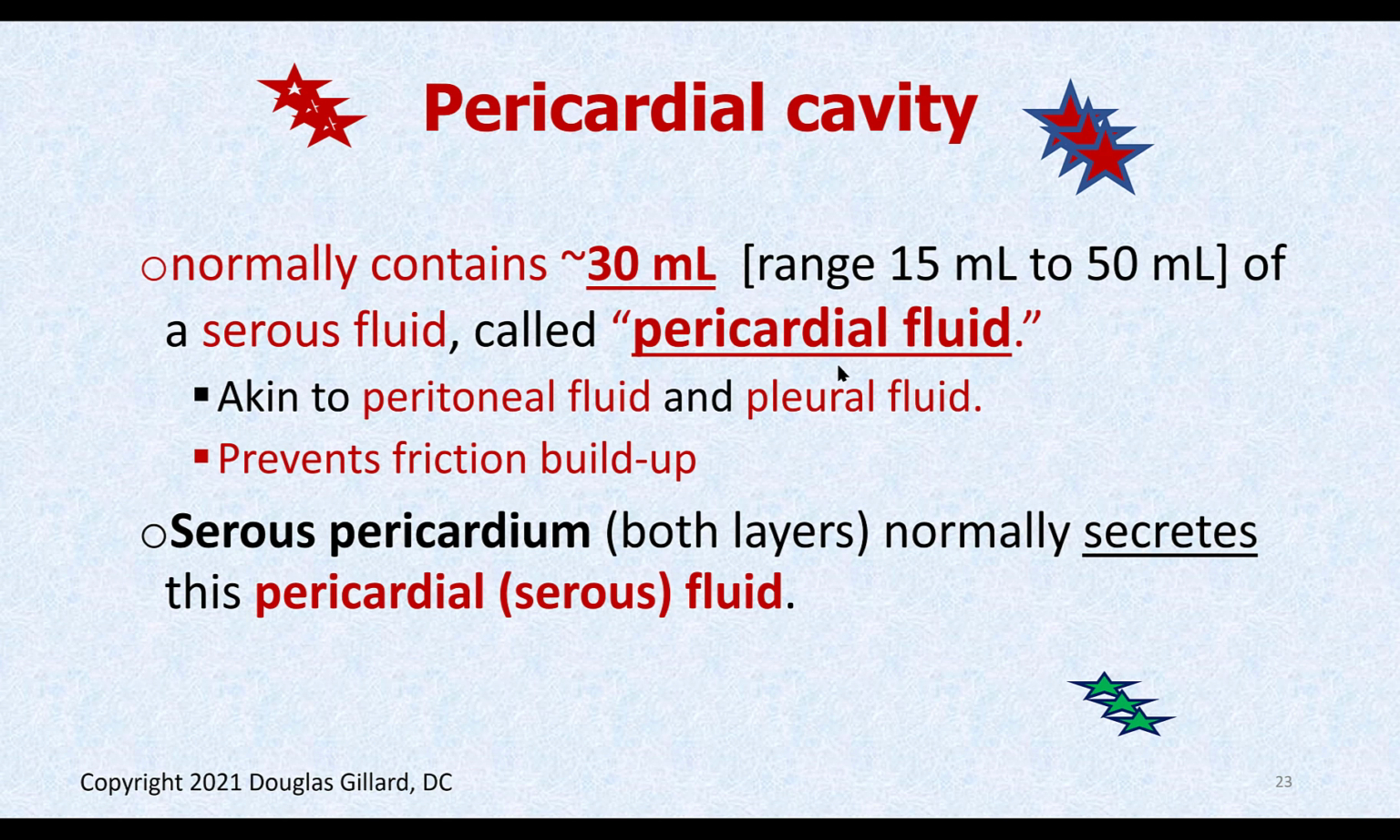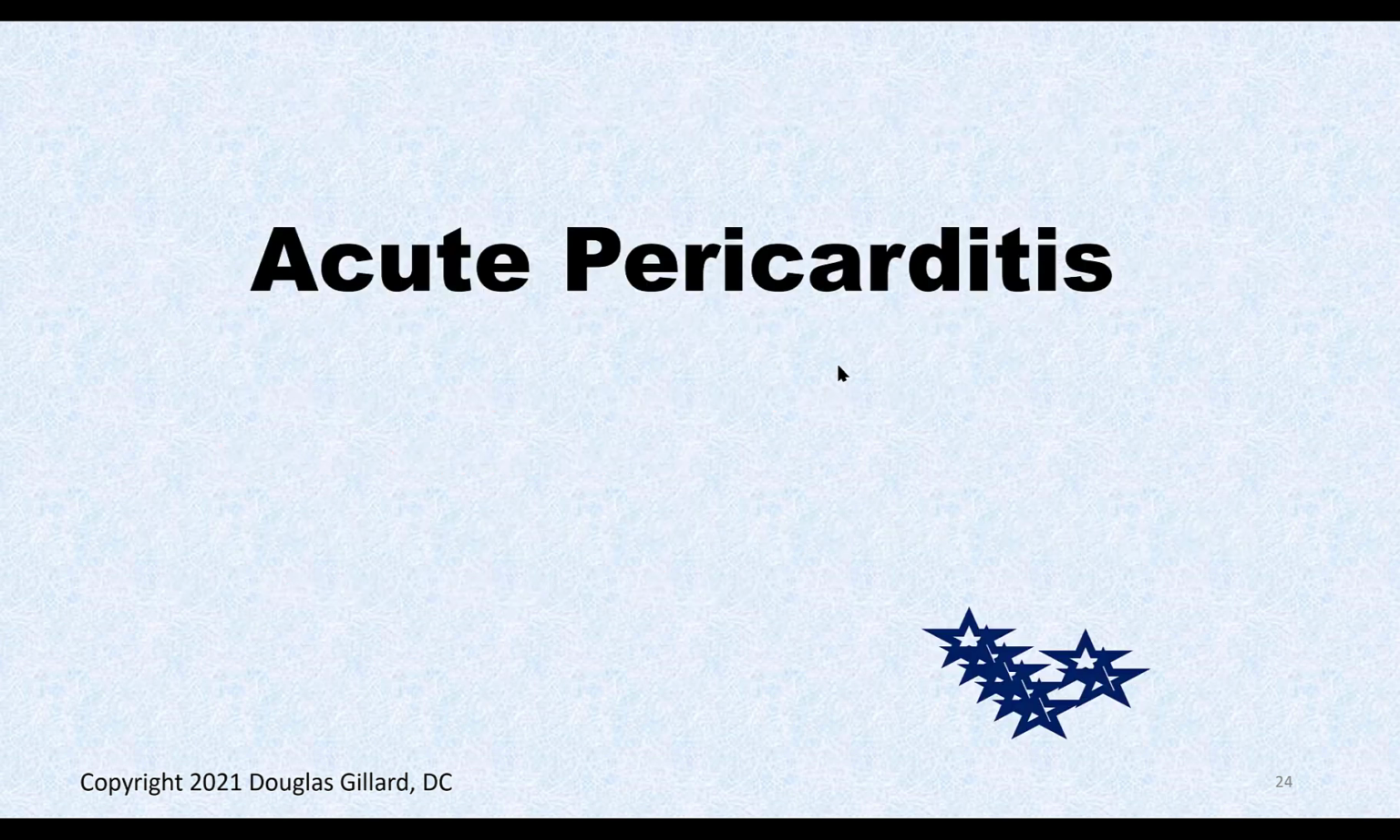All right, pericardial cavity. Some fun facts about it. It normally has a little serous fluid, 15 to 50 milliliters, 30 milliliters on average, and it's a slippery type fluid, prevents friction, we said. It's normally secreted by the serous pericardial cells, which are simple squamous. They're classified as simple squamous cells, but they're just serosal cells.